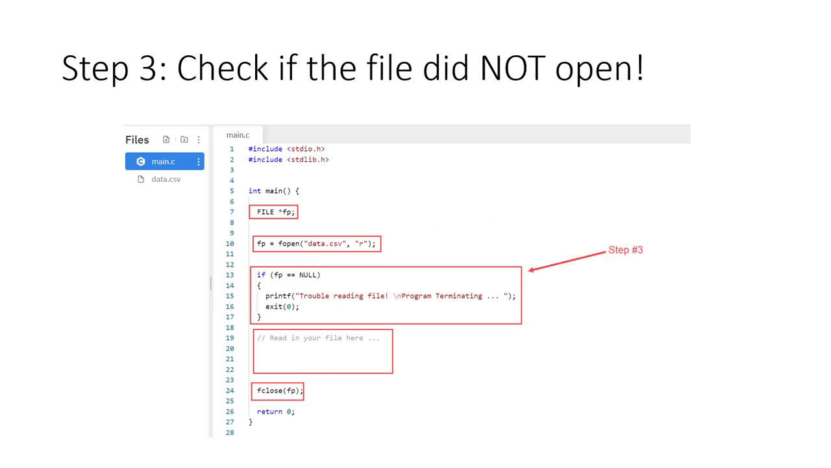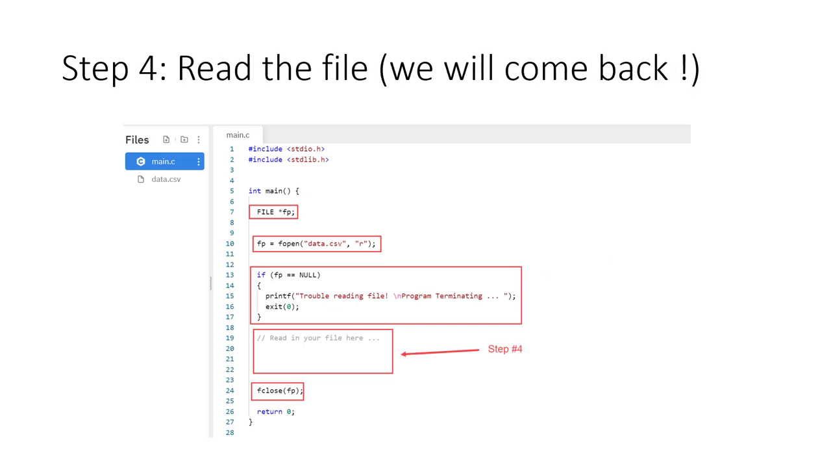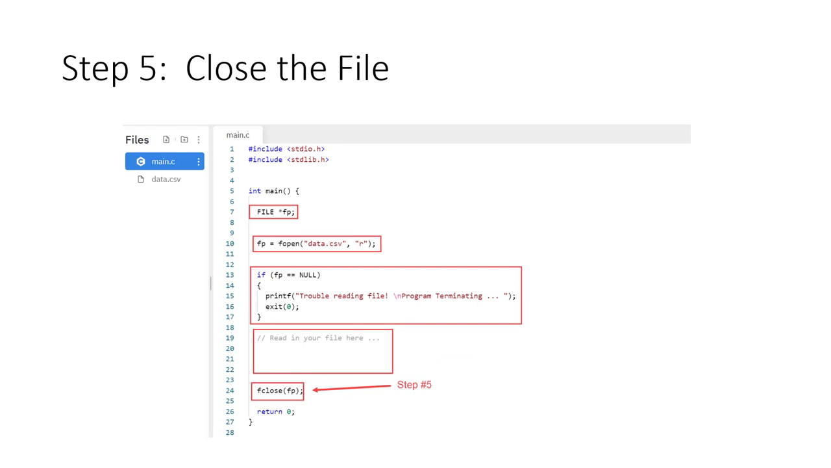Step 3 is we have to check to see if the file did not open. Remember, you check to see if your file pointer is equal to NULL, all caps. If so, tell them that there was trouble reading the file and you're terminating the program, which is where the exit comes in. The exit is in the standard library, so don't forget to include your standard library. Step 4 is where we're going to be reading in our file. We're going to come back to this point because that's going to be the longest thing. And then step 5, don't forget to close your file.